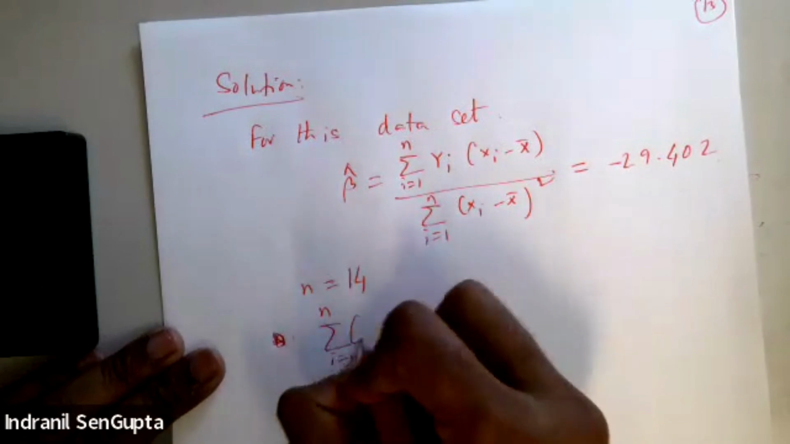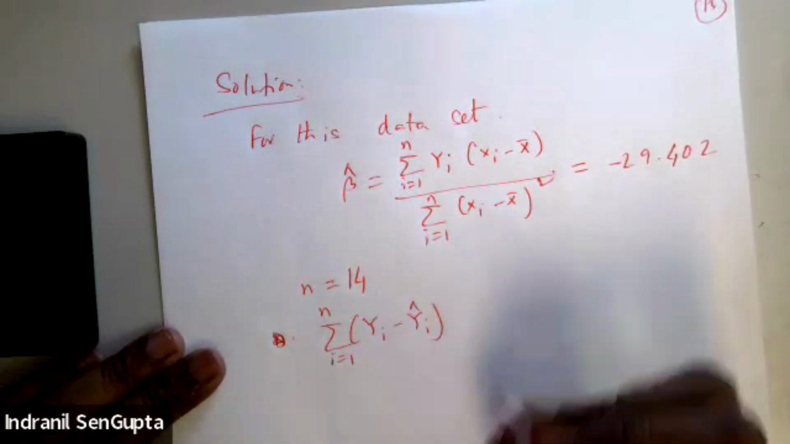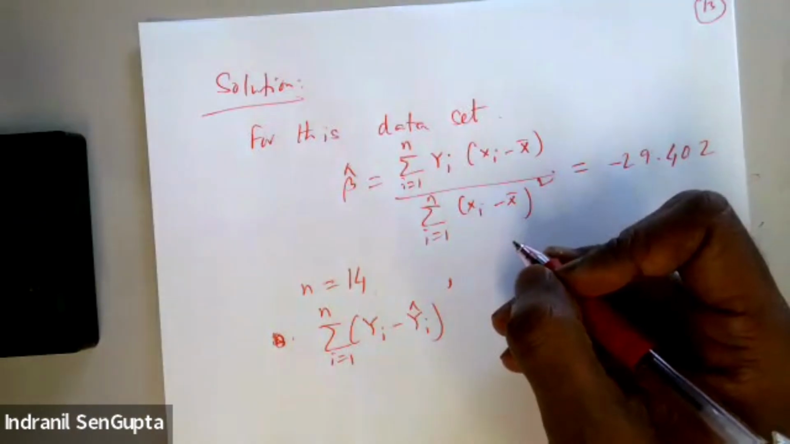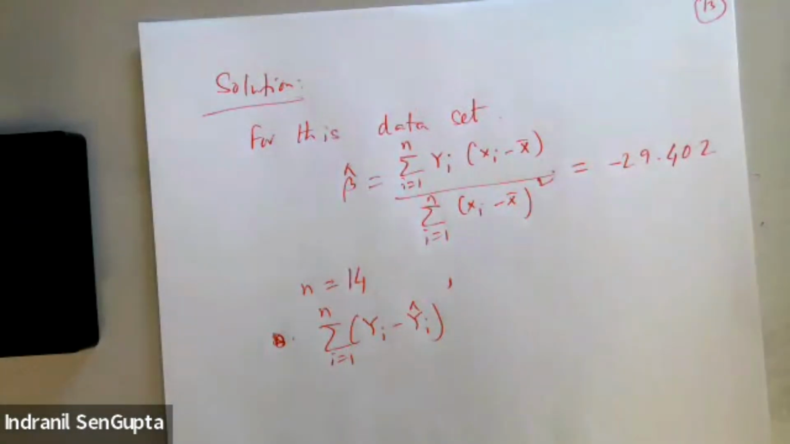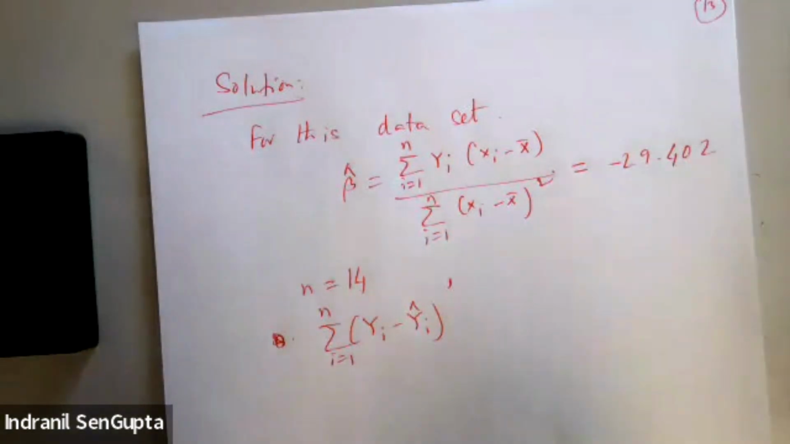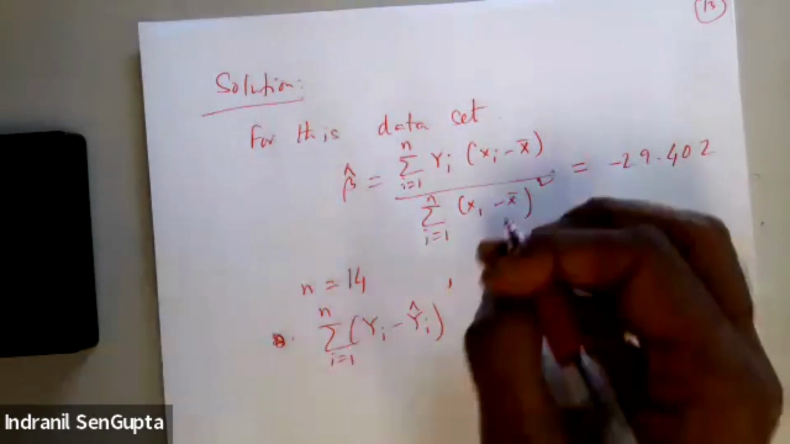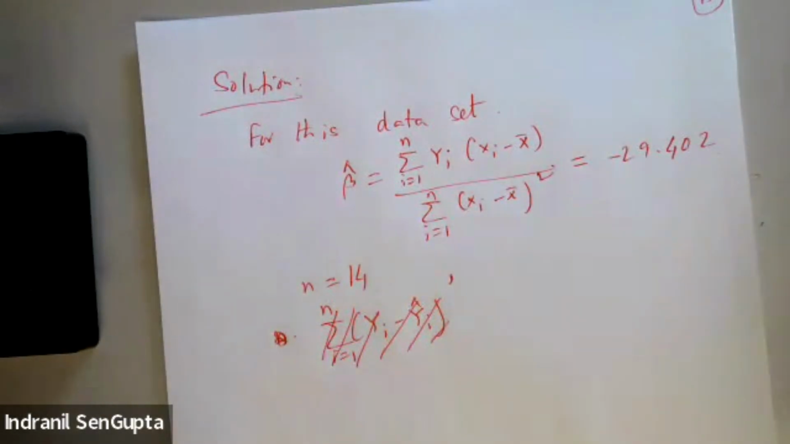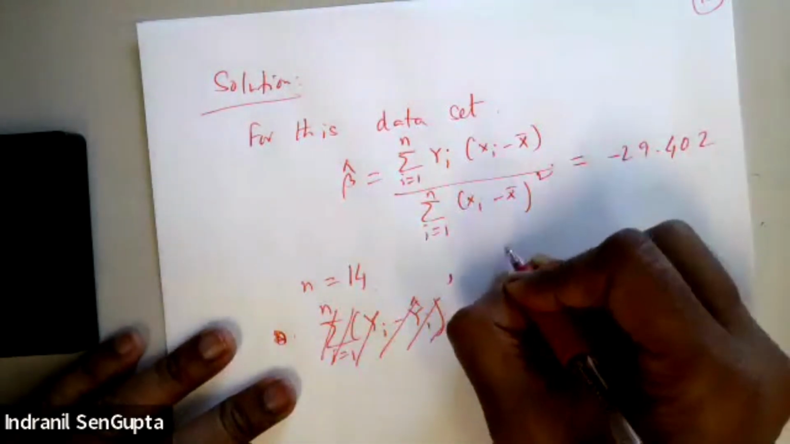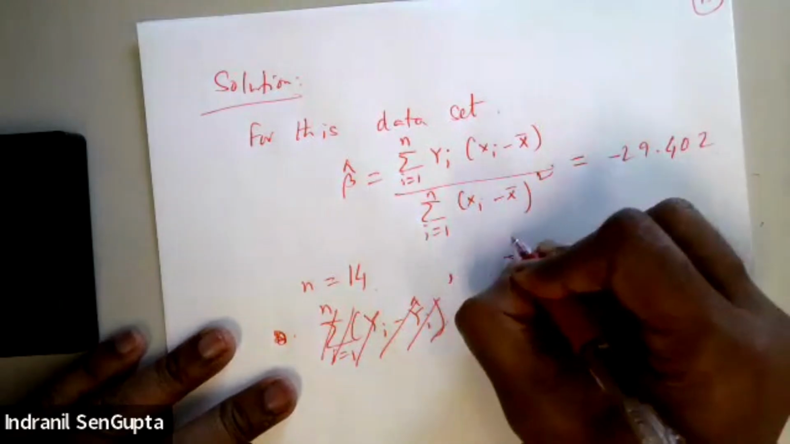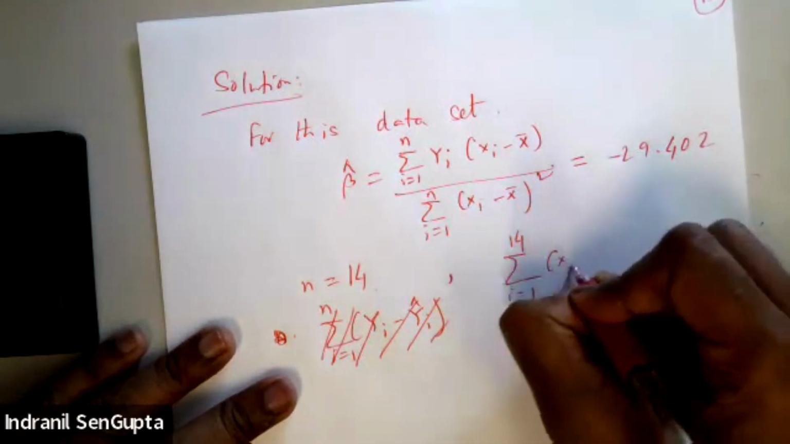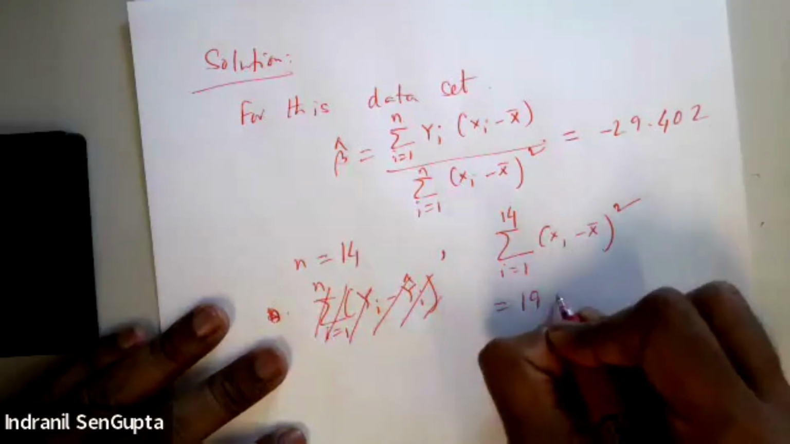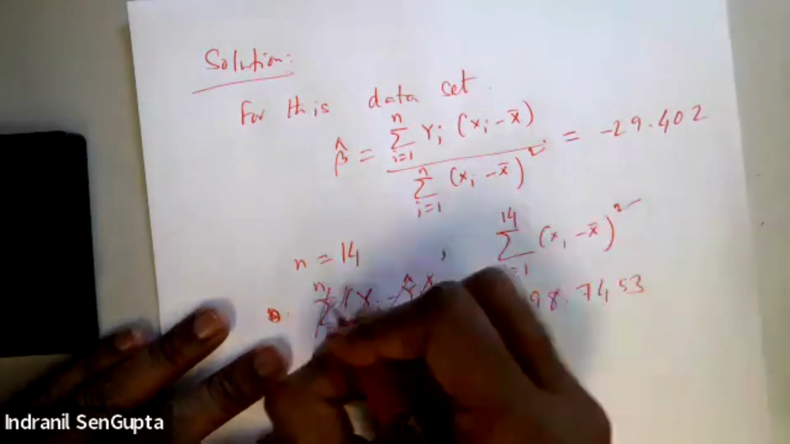the summation, i from 1 to n, of yi minus yi hat, by the way, we can easily compute the mean, and we can compute the other quantities. For instance, let's do one of those computations. Let's compute the summation, i from 1 to 14, of xi minus x bar squared. If I compute that, it will be 198.7453.